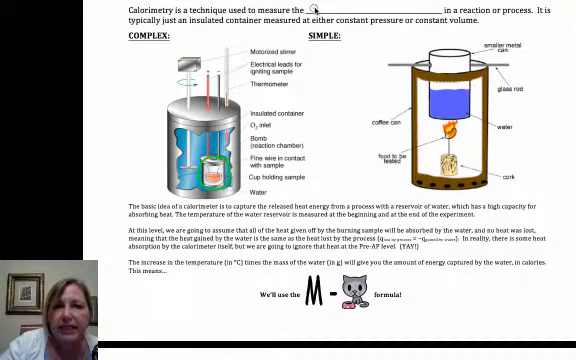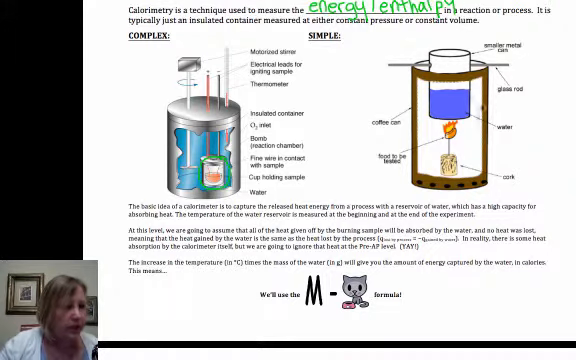So calorimetry is a technique. It's the energy or enthalpy. I'm just going to put both. That's not always the same. Enthalpy is the energy at constant pressure. Okay, so we're not going to get too picky about that, but we're looking at the heat change.